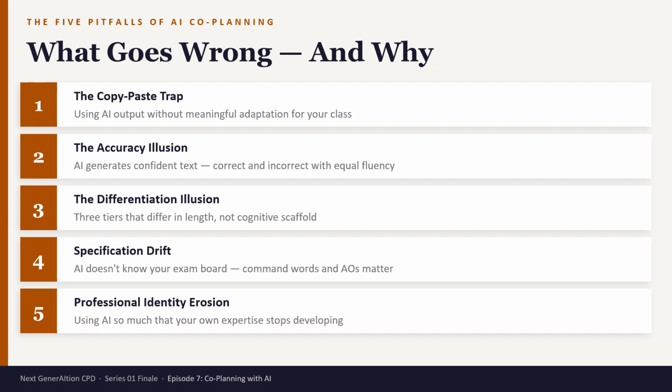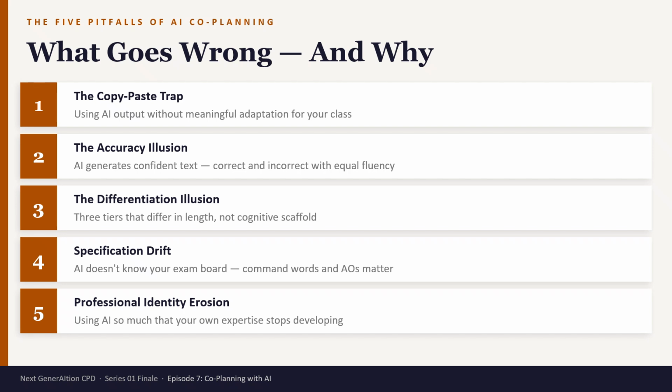Now I want to show you what genuine AI co-planning actually looks like, not the pitfall version, but the professional version. Genuine co-planning is a 3-stage process. It's not a one prompt, one response transaction. It's a dialogue, one where you bring your professional knowledge and AI brings its generative capability, and together you produce something better than either could have done.